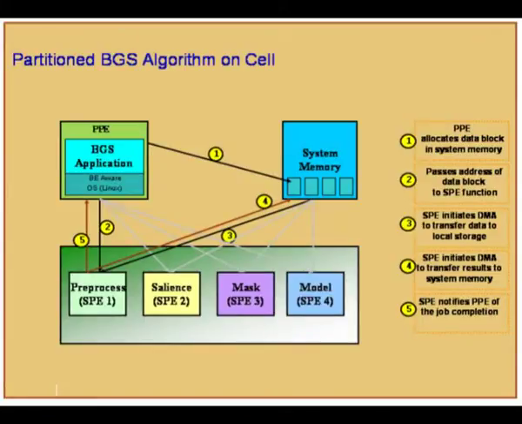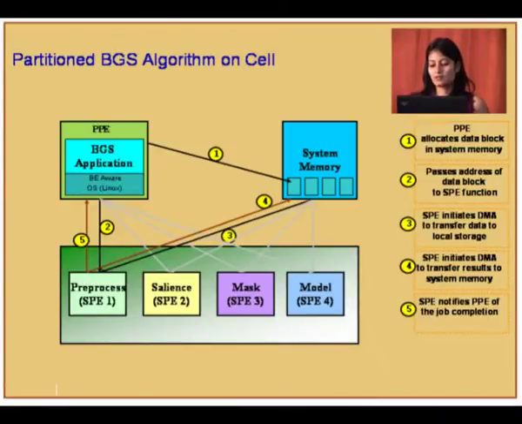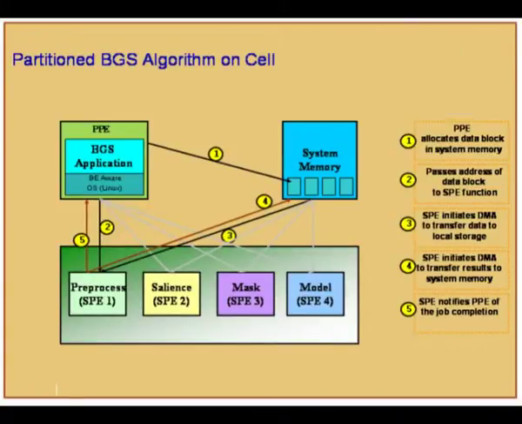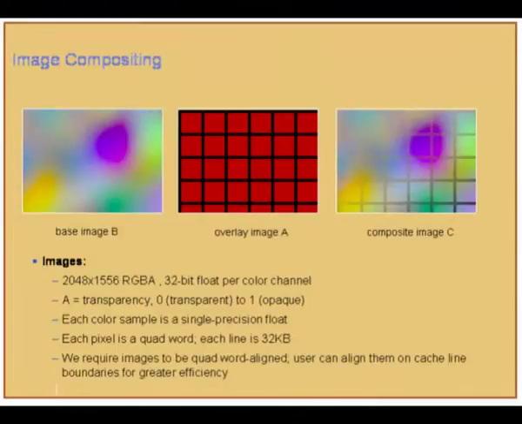First of all, allocate the data block in system memory. Obviously, you have to bring it into RAM, and then pass the address of the data block to the SPE function. That is the pre-process stage. For the third stage, the SPE initiates the DMA to transfer data to local storage. The fourth, the SPE initiates the DMA to transfer results back, MFC get input, and then the SPE notifies the PPE of the job completion. So this was the rough structure, and this is one critical application that IBM has a big play in, with surveillance-based systems in airports and stores and everything.